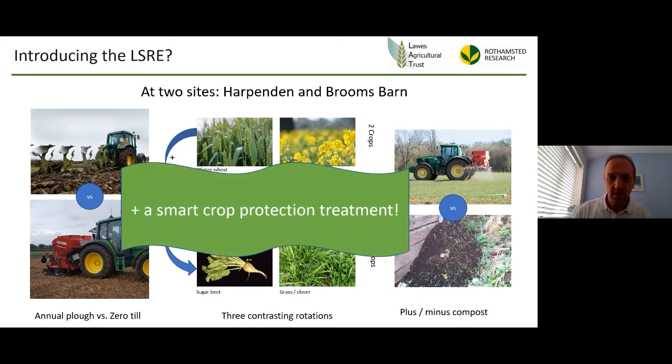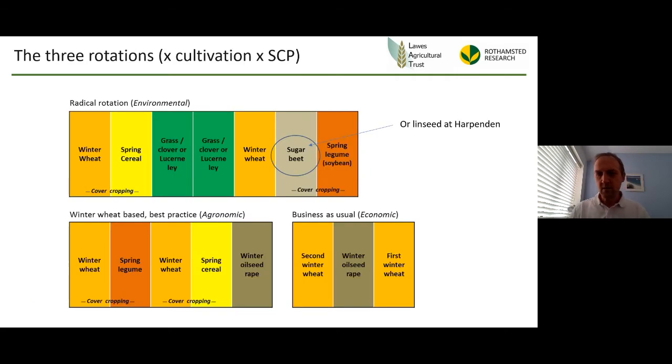Next click please, Laura. And then over all of that we have a smart crop protection treatment. So half of the plots in all of those combinations of treatments are managed according to IPM principles, the others conventionally. Thanks, Laura. So this is an illustration of the rotations that we're using.